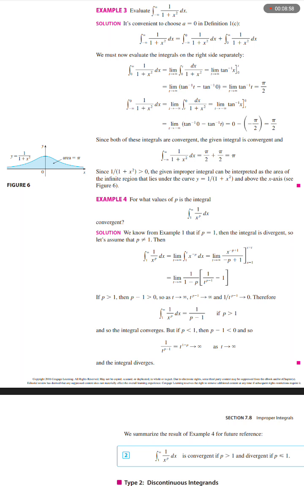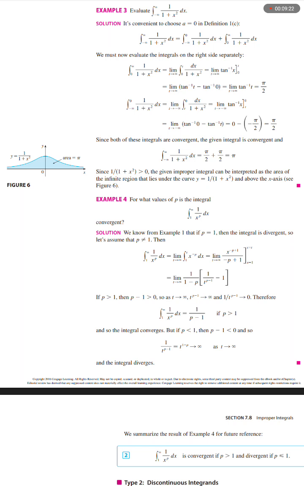The integral from negative infinity to infinity of 1 over 1 plus x squared dx equals the integral from negative infinity to 0 of 1 over 1 plus x squared dx plus the integral from 0 to infinity of 1 over 1 plus x squared dx. We must now evaluate the integrals on the right side separately.